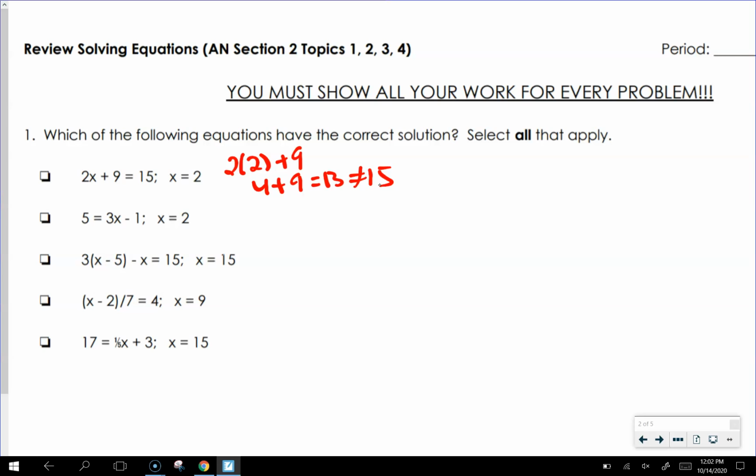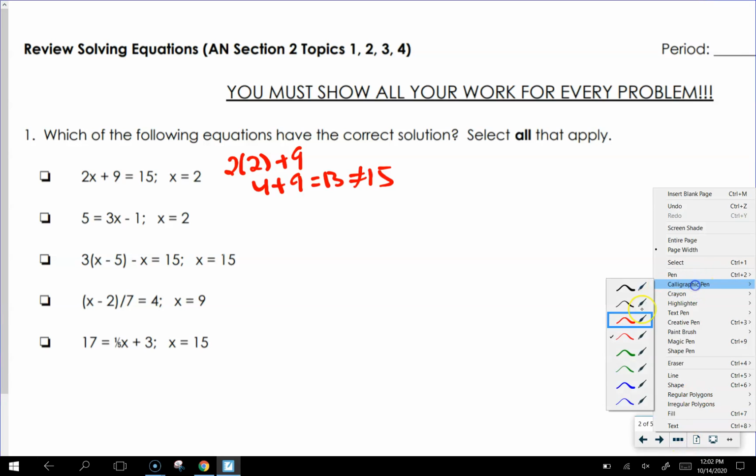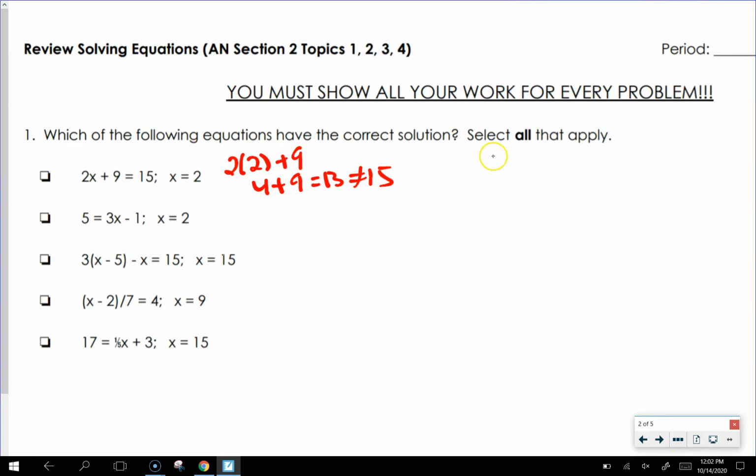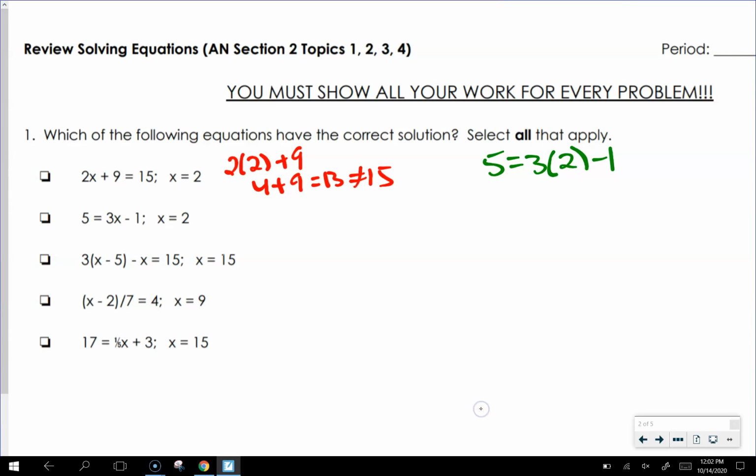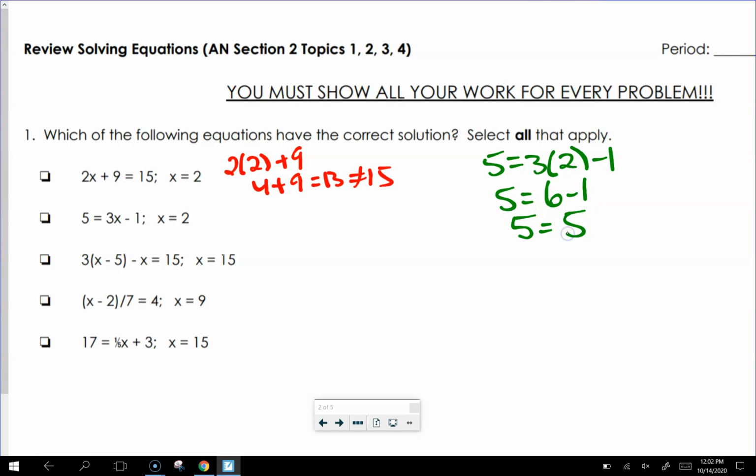All right, my next one, 5 equals 3x minus 1 when x equals 2. You think it's true this time? Let's see. 5 equals 3 times 2 minus 1. All right, well, what's my first step? Okay, I did that. I plugged it in. Then what? 3 times 2 gives me 6 minus 1. Is that true? Does 5 equal 5? Yes. Woohoo. So I am going to check off that second one.